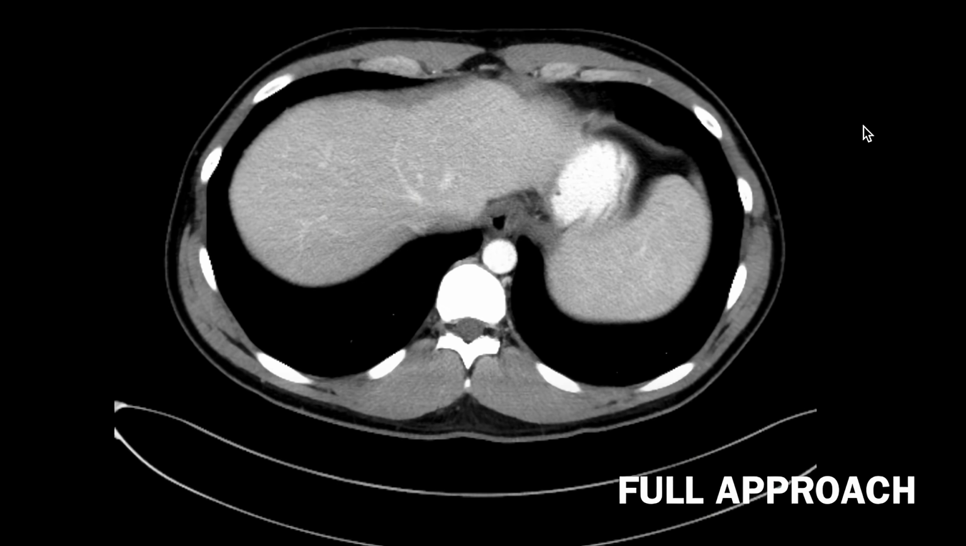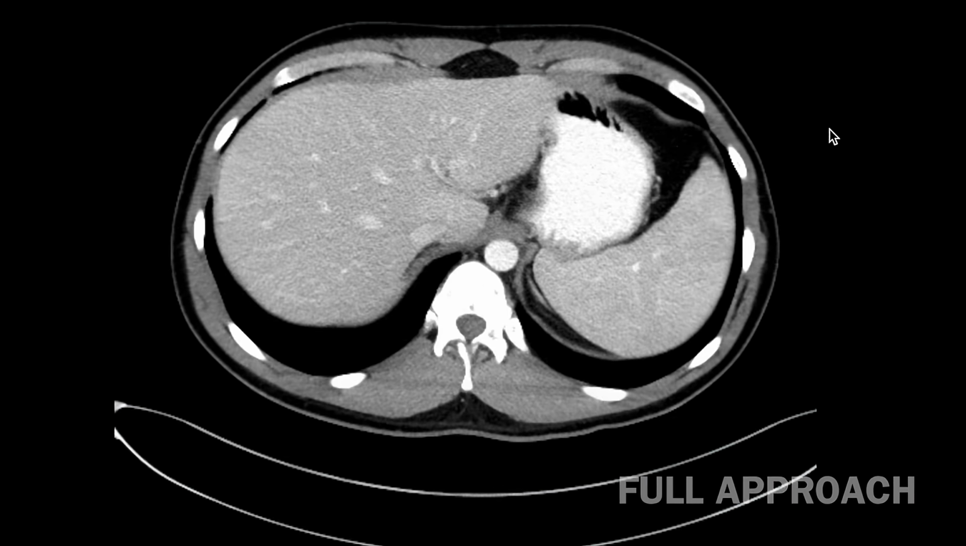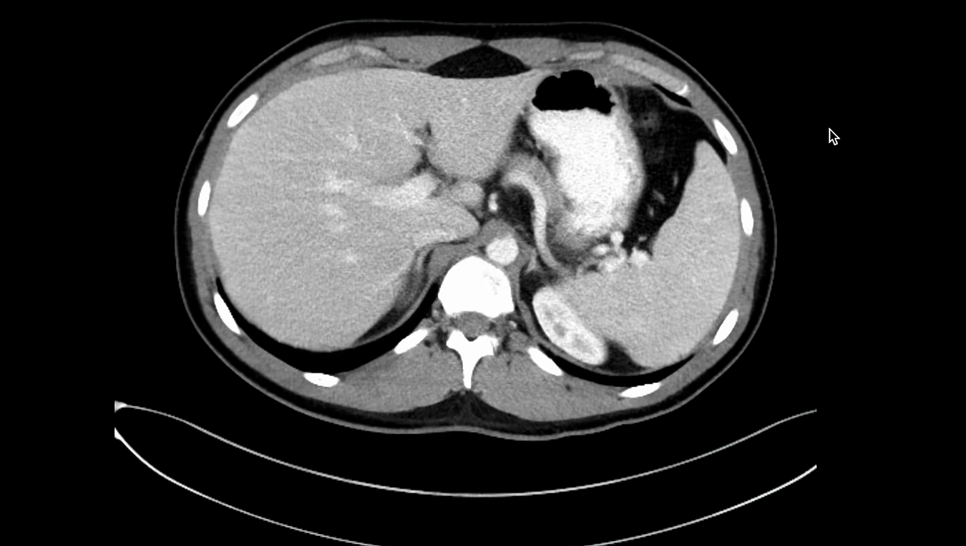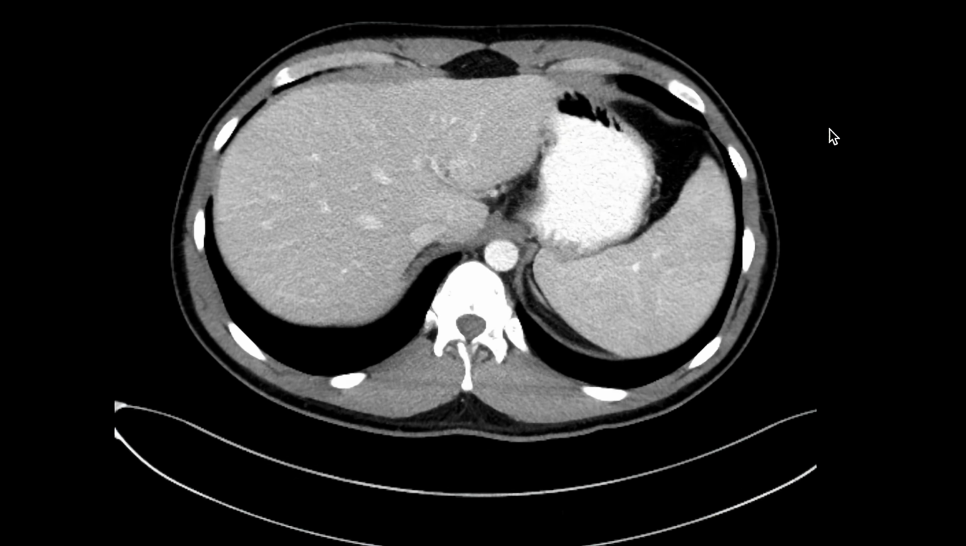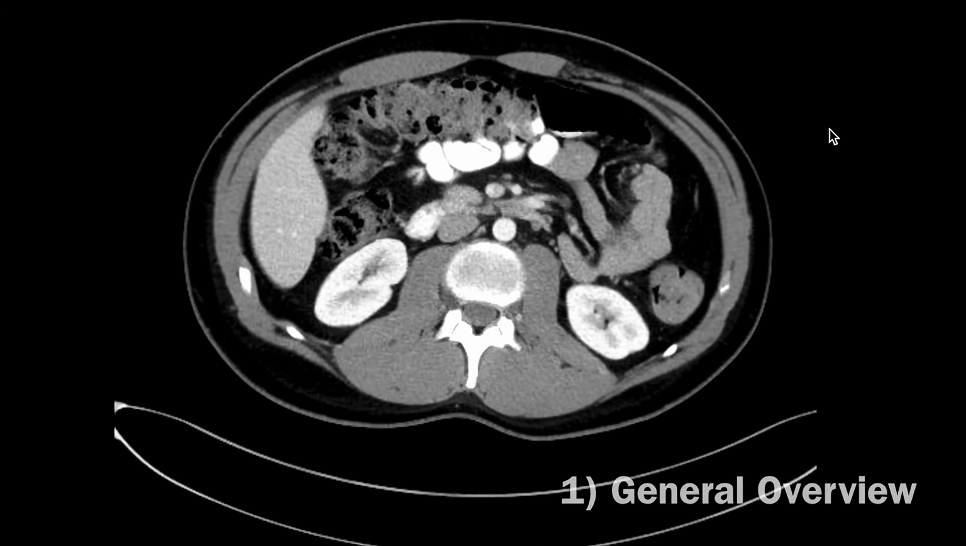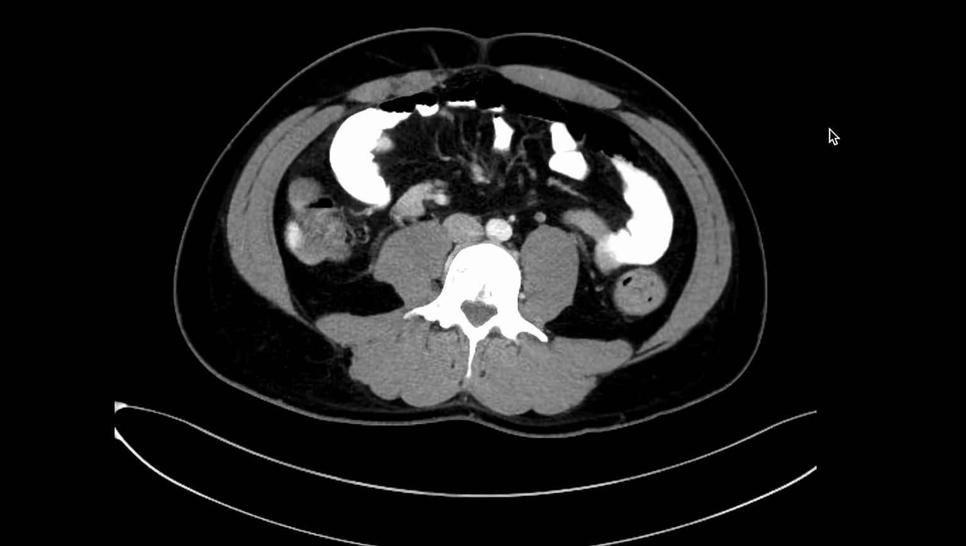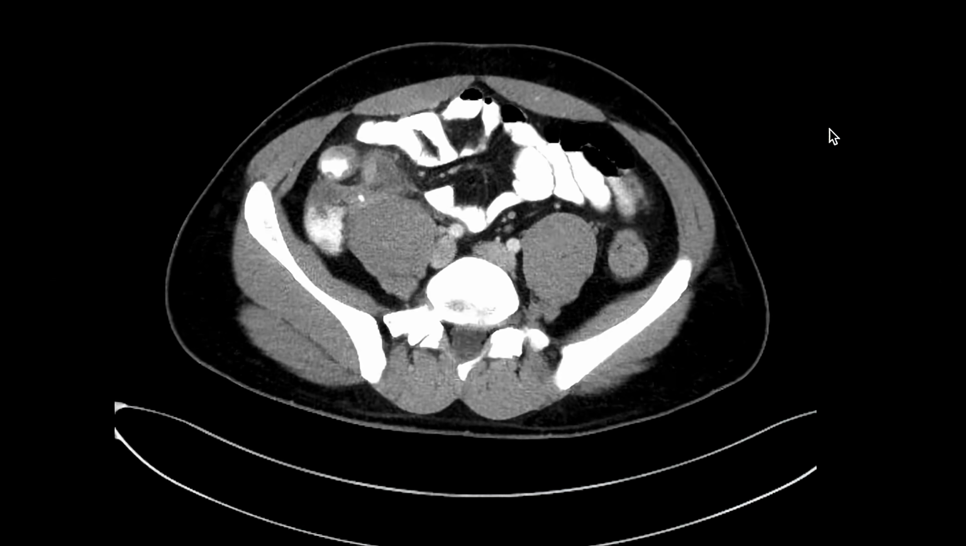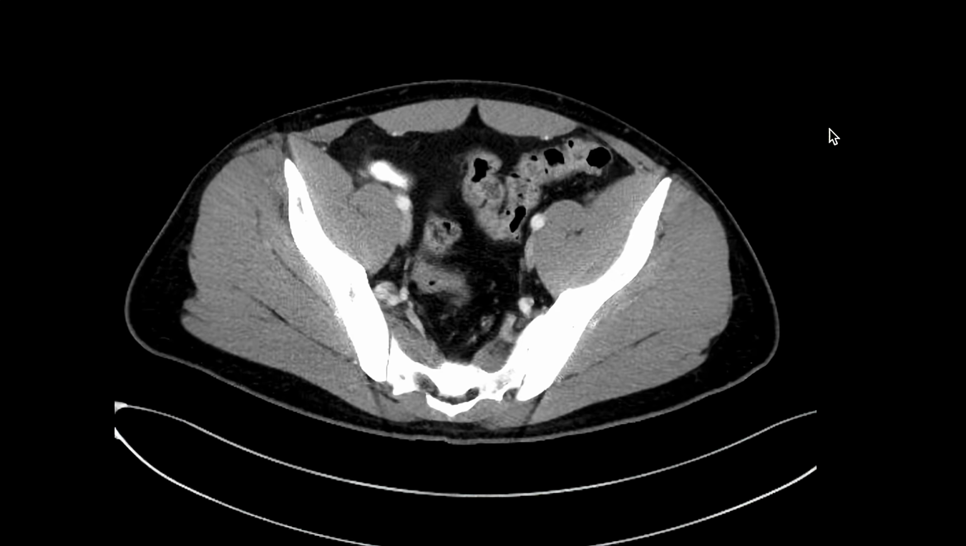Okay, so let's go through our approach on this patient who comes into the emergency department with right lower quadrant pain. The first thing that I do when I look through a scan is just take a general overview of what's going on. So I'm scrolling down and looking for any fat stranding or anything that's abnormal.